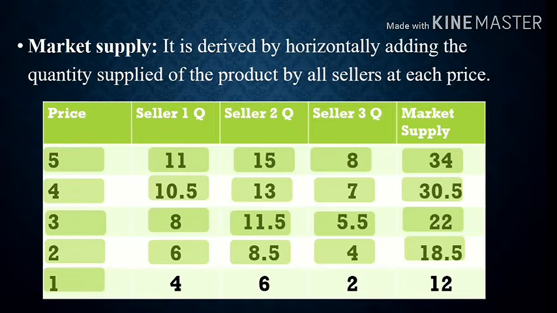Finally, the price has decreased to 1. Seller 1 decreased to 4, seller 2 decreased to 6, and seller 3 decreased to 2, and the market totally reduced the quantity supplied to 12. This 12 is a horizontal sum of 4 plus 6 is 10, plus 2 is 12. So this is how we derive the amount of market supply.